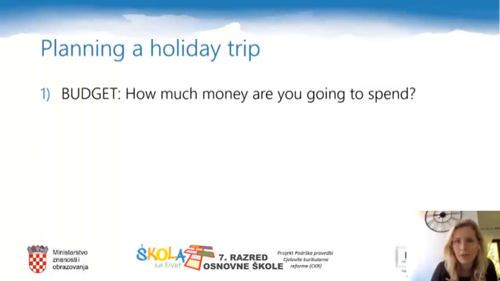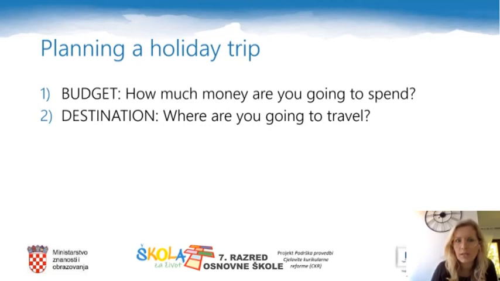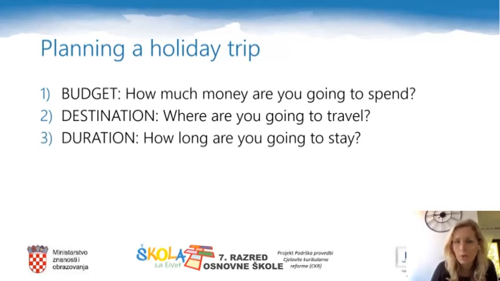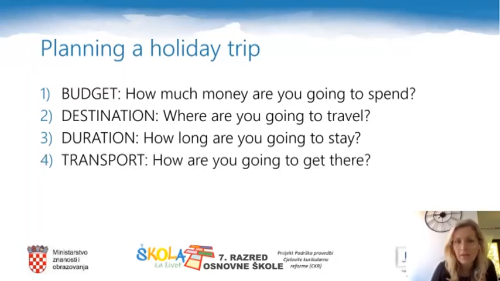When planning a trip by yourself, there are certain things you have to take care of. The first one is budget. It is a good idea to know how much money you are willing to spend and then plan your trip and all the activities according to the given budget. Next, you have to choose the destination. Where are you going to travel? Then, how long are you going to stay there? Next thing you have to ask yourself is how are you going to get there?